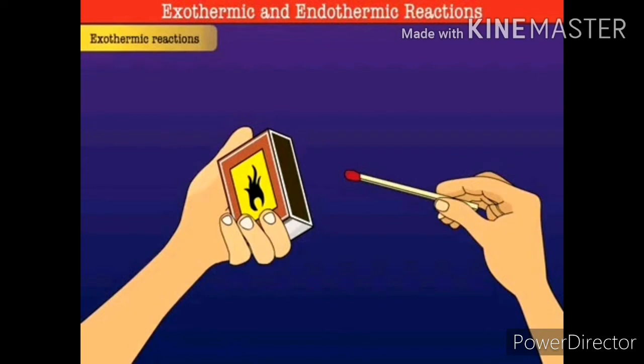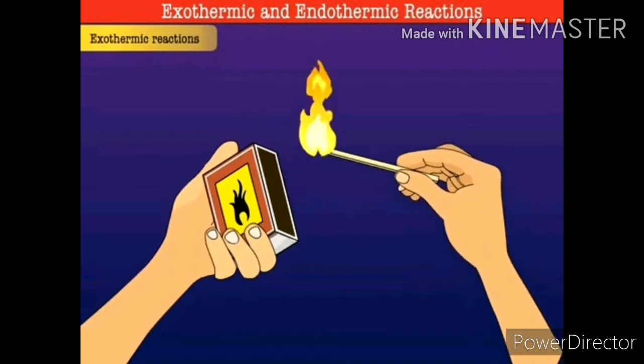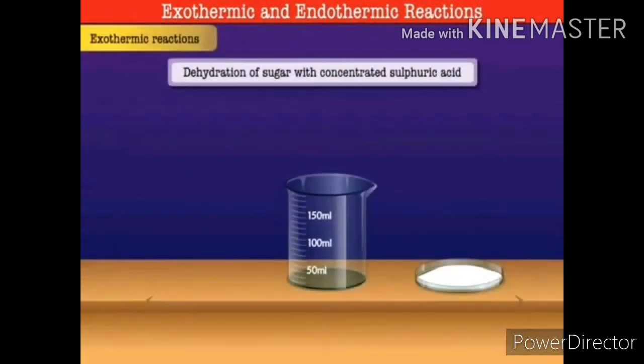Take a matchbox and strike a matchstick on its side. What will you observe? The matchstick burns, giving out a lot of heat. What kind of reaction is this? Can you guess? Yes, it is an exothermic reaction. Let us watch this dramatic example of an exothermic reaction, the dehydration of sugar with concentrated sulfuric acid.